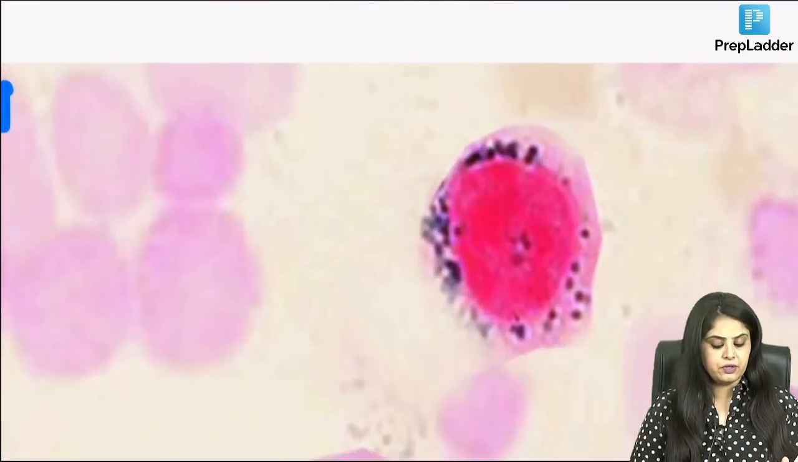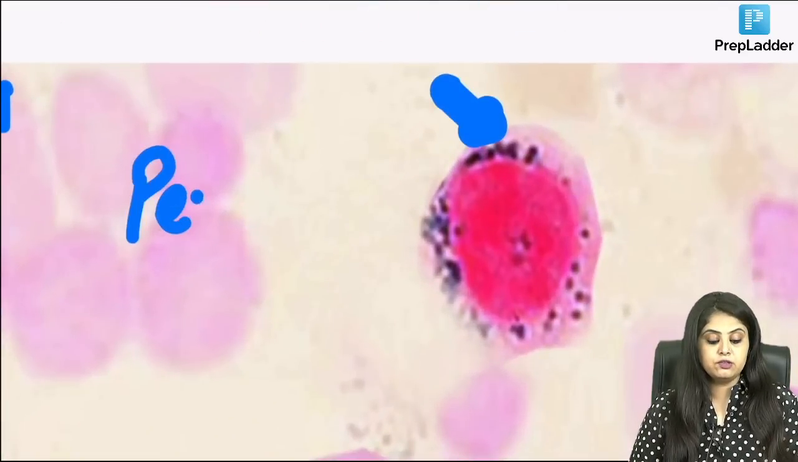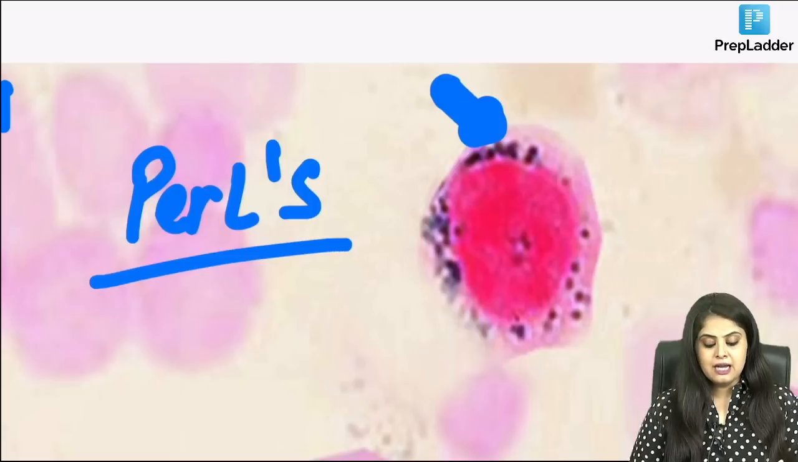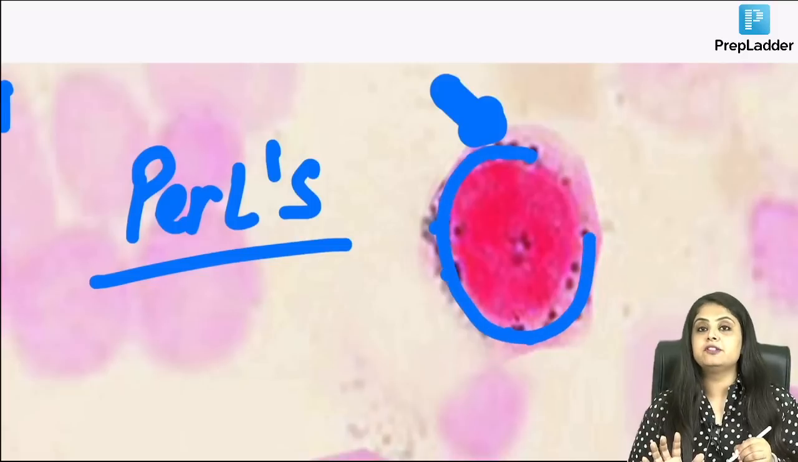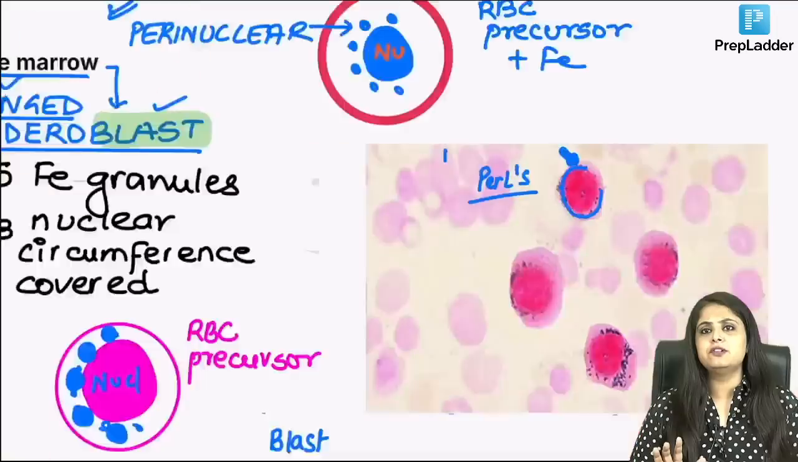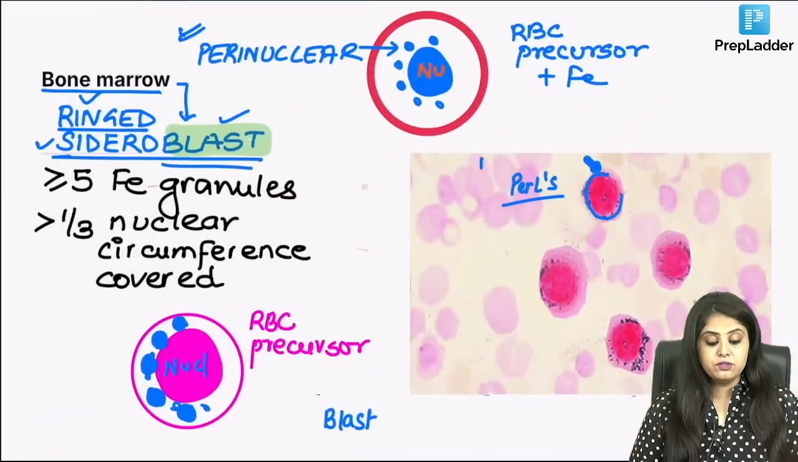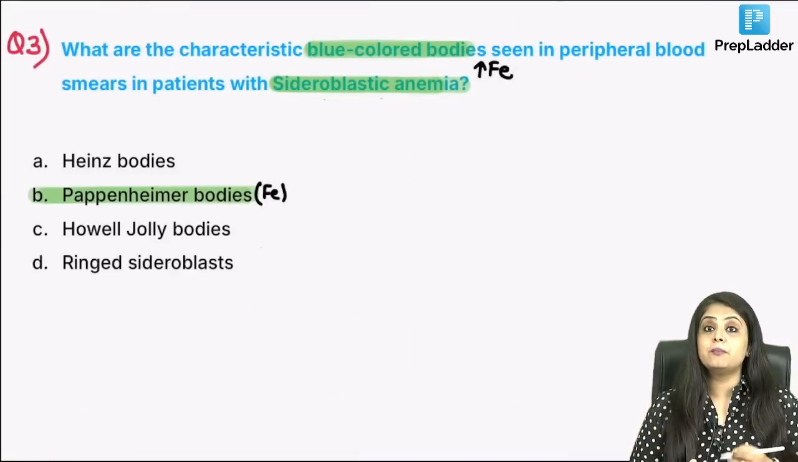That's the picture over here. Ma'am, why is the iron looking blue over here? Because again, you must have used the Perls or the Prussian blue stain for iron. I don't even have to count. Of course, there are many more than 5 granules and they are almost covering 3/4 of the circumference. I had studied even 1/4 covered is a ringed sideroblast. But as soon as they use the word blast, that is seen in the bone marrow. Why am I teaching you?